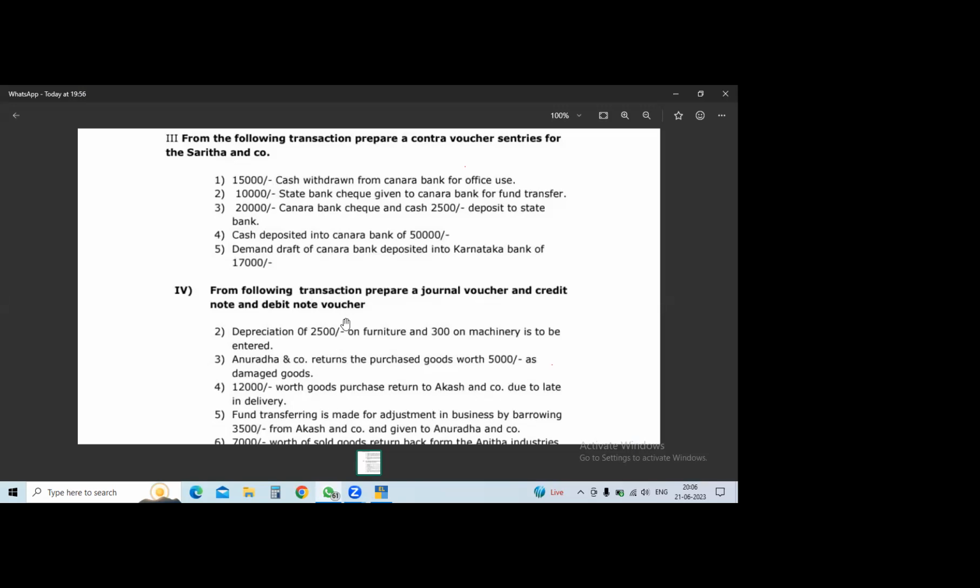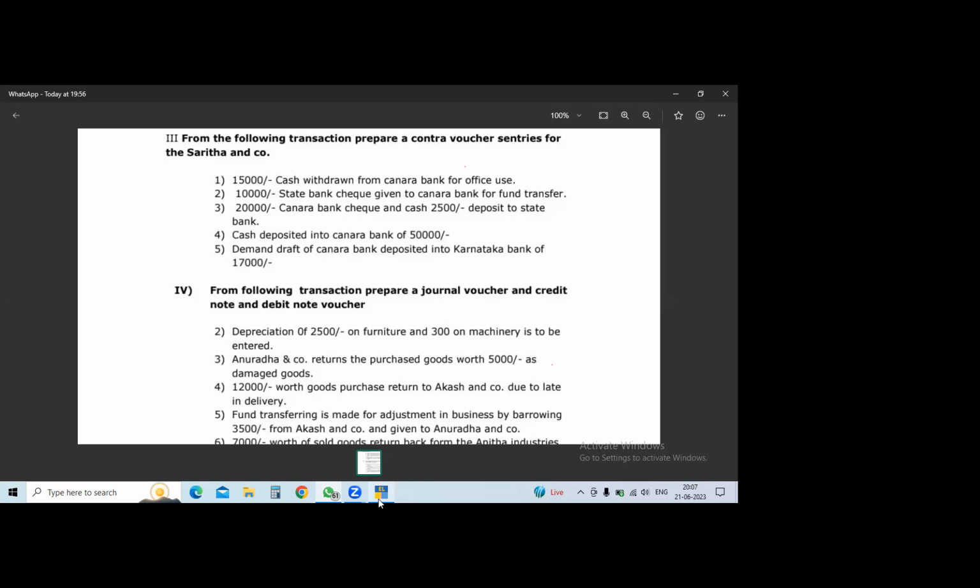Cash deposited into Canara Bank. That means Canara Bank account debit to cash account. So Canara Bank debit 50,000 to cash account.